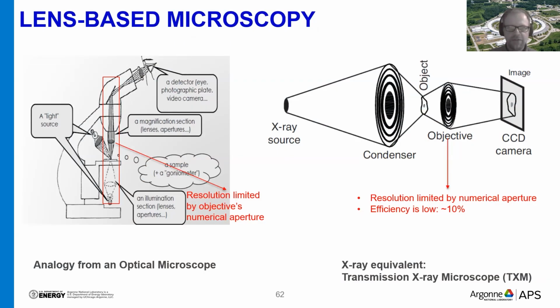You're probably quite familiar with lens-based microscopy. On the left-hand side, it's a typical optical microscope where you can look at the sample. You can do sort of the same thing with X-rays, shown on the right-hand side, where you have an X-ray source, you use a condenser to image the source onto the object, and then you have an objective that images that onto a CCD camera. The problem is, in that case, your resolution is essentially limited by the objective, and those kinds of optics are very difficult to make. So it's hard to go below 15 nanometers or so, and the efficiency is also quite low. There are other methods you can use. Next slide, please.